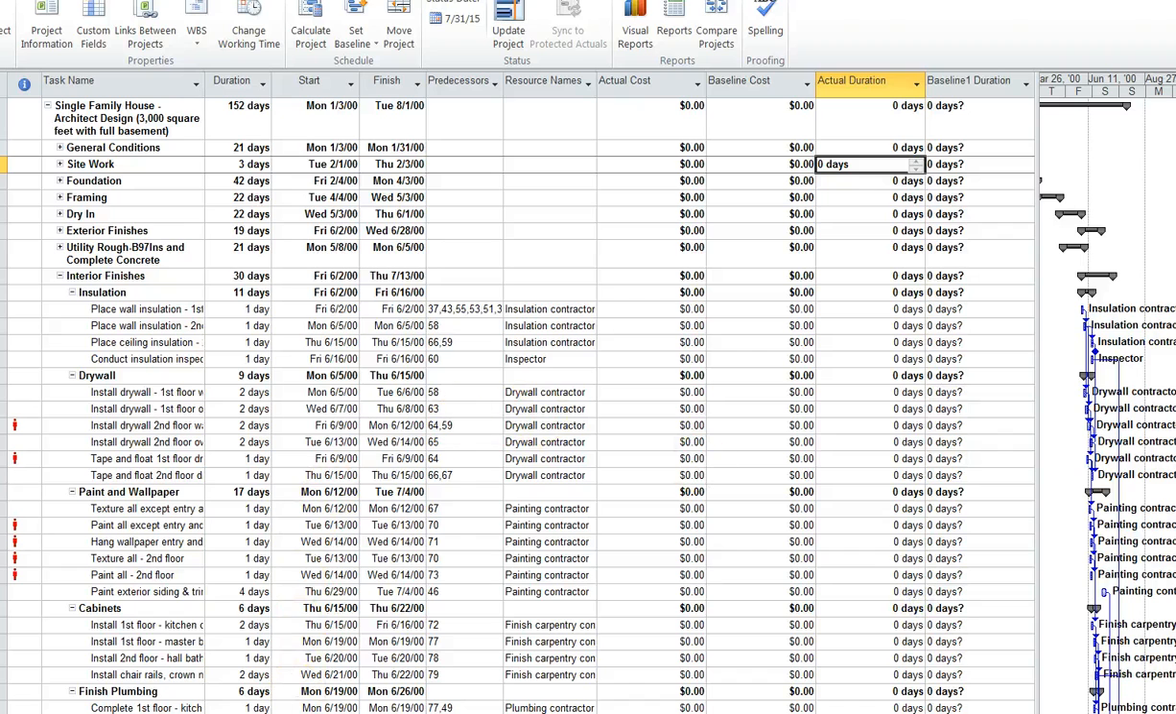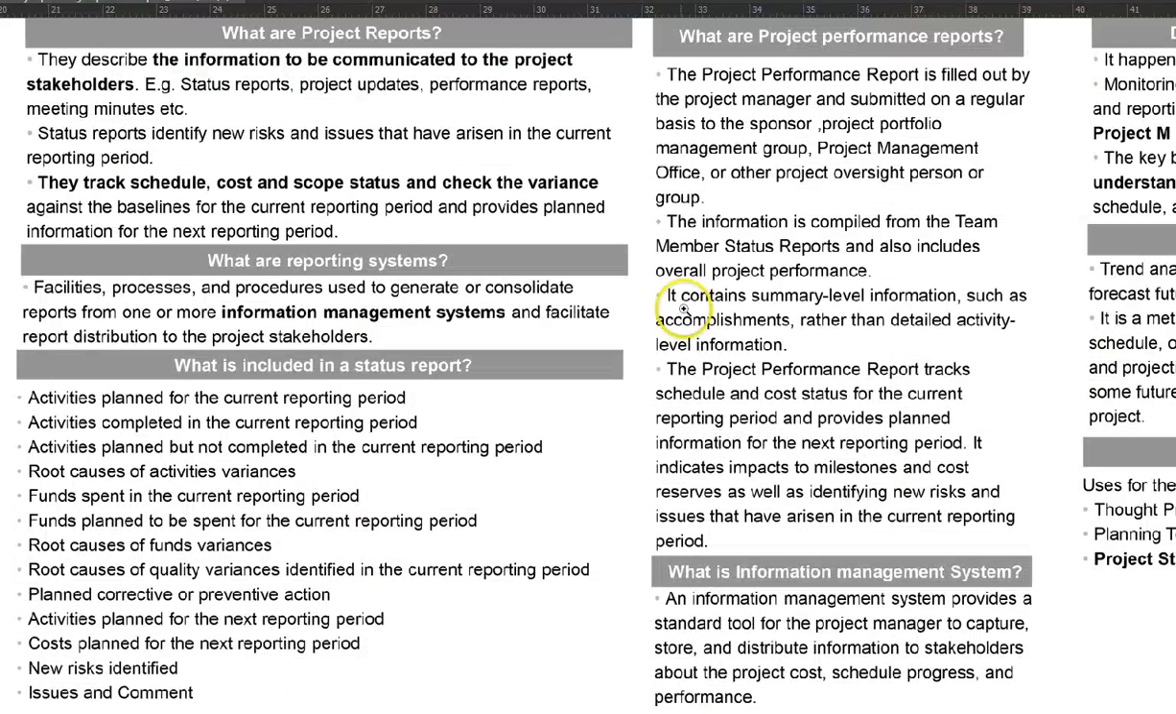Okay, so let's go back to where we were. So let's see, and this is all part of the information management system as we talked about before. Let's see the next one. What is included in the status report?